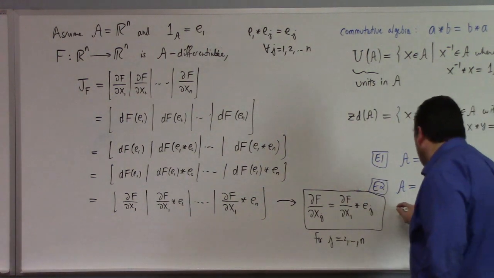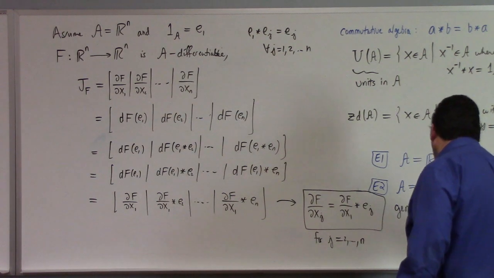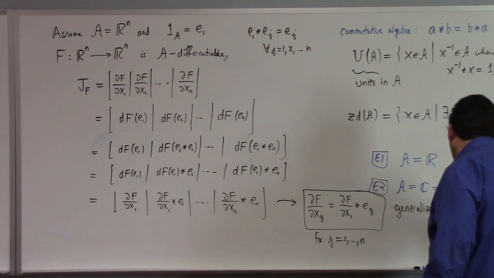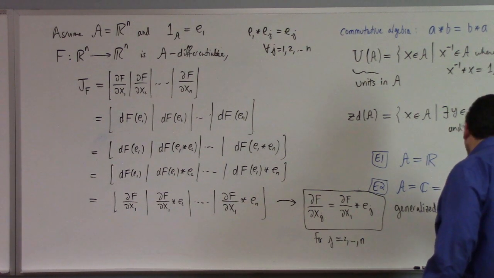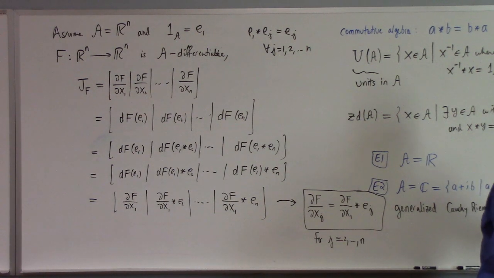These are what are called the generalized Cauchy-Riemann equations. Now, if you have already taken complex variables, complex analysis, we study the Cauchy-Riemann equations in the complex setting. So these become the Cauchy-Riemann equations if we look at the complex setting. I'll do that in my next example here.